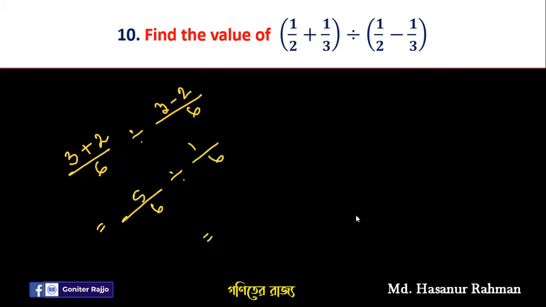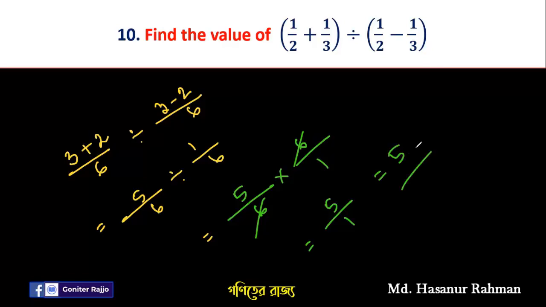Now look at this. How can you solve it? 5 divided by 6 multiplied by 6 divided by 1. Because if we want to convert this division into multiplication, then we have to find out the reciprocal of 1 by 6. That is 6 by 1. So we can cut 6 and 6. Then 5 by 1 will be our final answer. So at last we can write 5. It will be better if we write in this way.